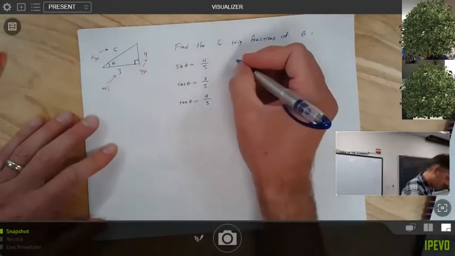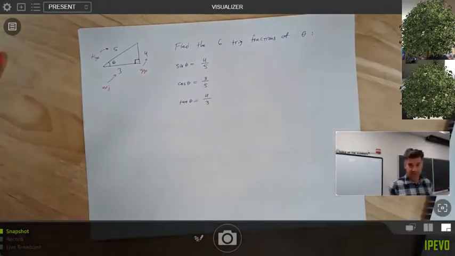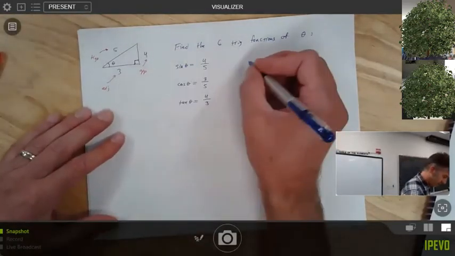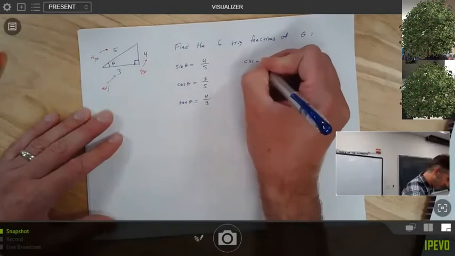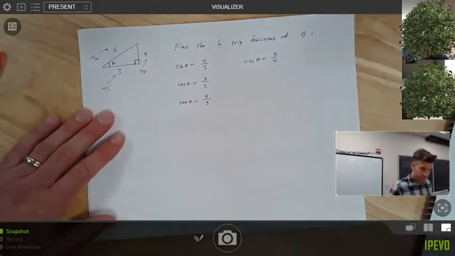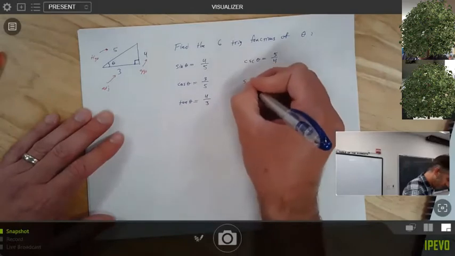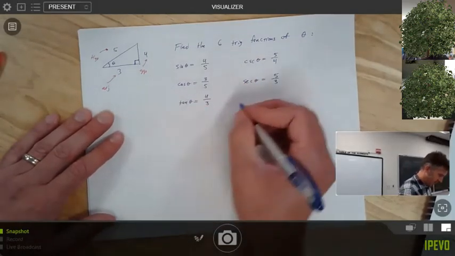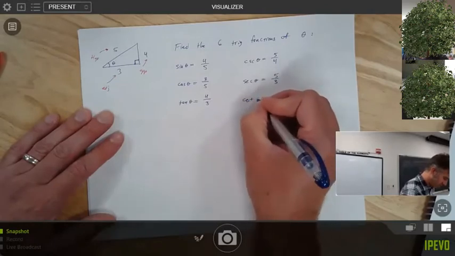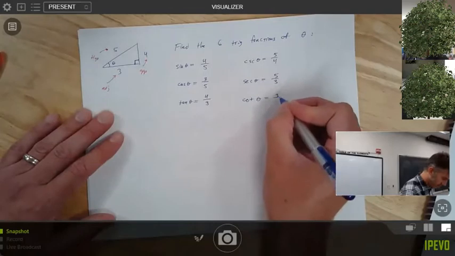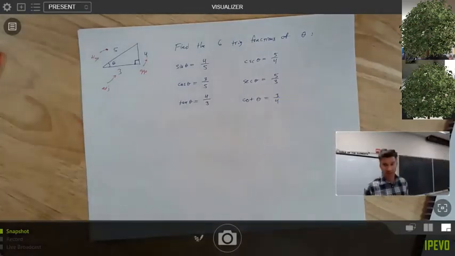And then the reciprocals. I always do these 3 first, and then if I have to do all 6, I'm going to do reciprocal. So the reciprocal of sine is cosecant. It's going to be the flip. The reciprocal of cosine is secant. It's going to be the flip. And the reciprocal of tangent is cotangent. So cotangent of theta is 3/4. That's how we're doing the problem like that.